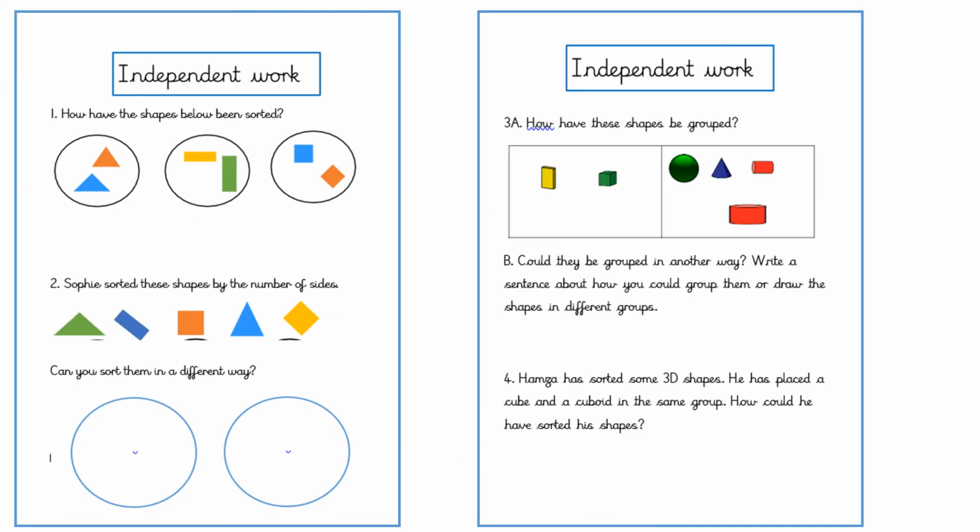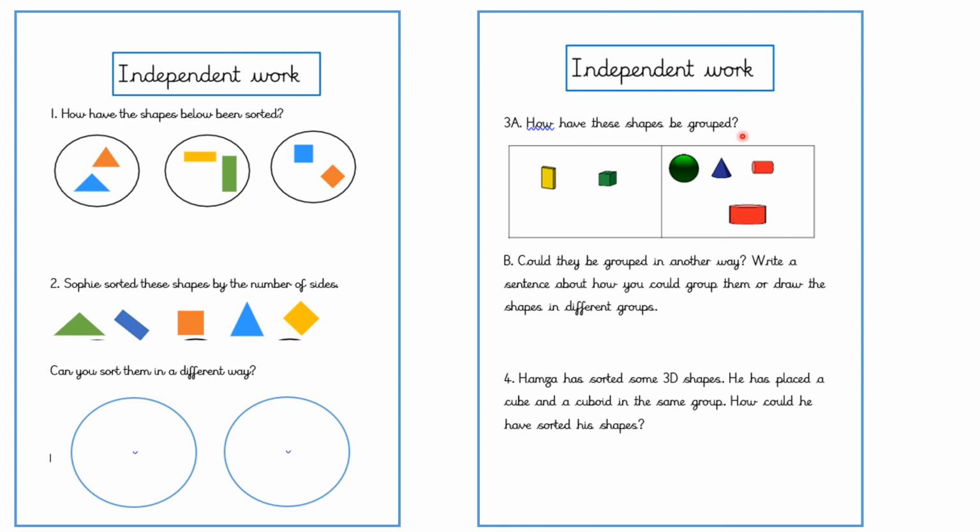Okay, let's have a little look at what your independent work looks like for today. So question 1 says, how have the shapes below been sorted? And you can see there's 1, 2, 3 different groups. So your job is to look closely at the shapes in each one and decide how they've been sorted. Number 2 says, Sophie sorted these shapes by the number of sides. Can you sort them in a different way? And you've got 2 groups here ready for you to sort them in a different way. If you'd like to, you could write a sentence underneath to explain how you've sorted them as well.